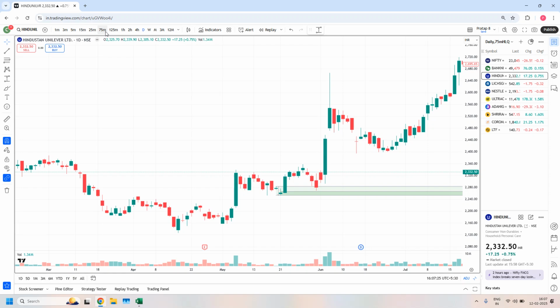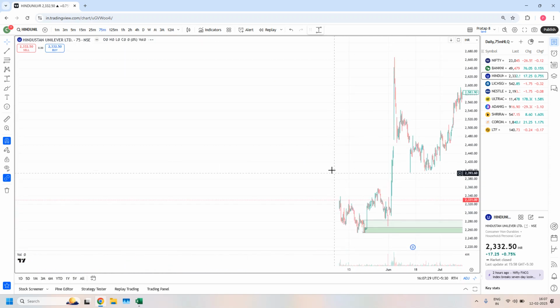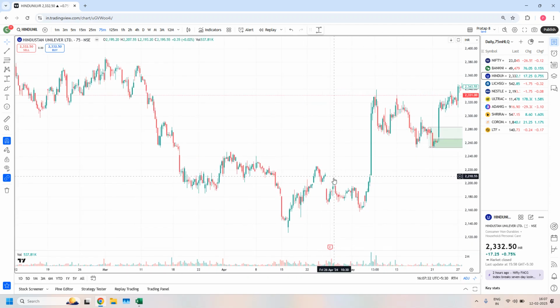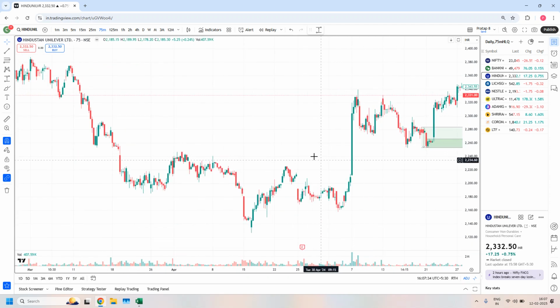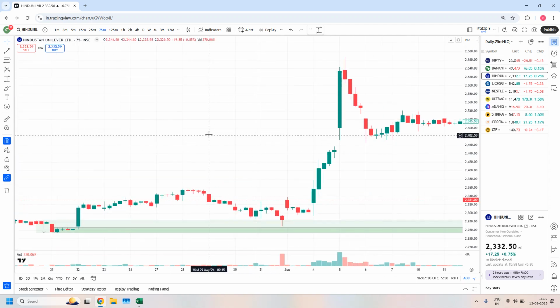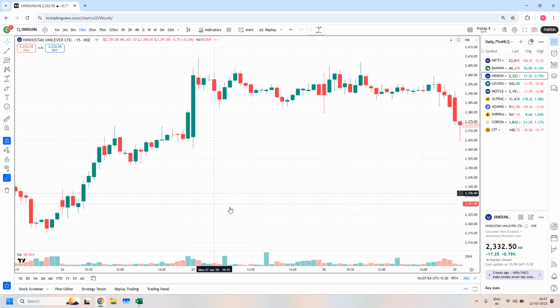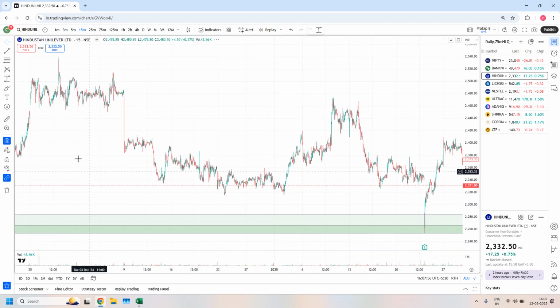Inside the daily we fine tuned with the 75 minutes time frame. See here you have a drop candle, you have 1, 2, 3, 4 base candles and a rally candle. Okay, this is the area we want to fine tune with 15 minutes, but there is no proper 15 minutes order flow.